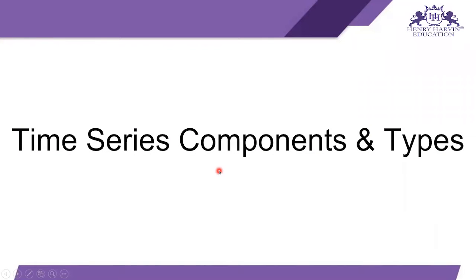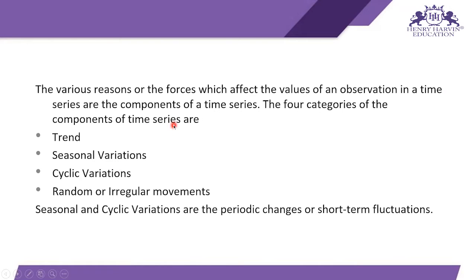So in this session we are going to talk about the time series components and the types of time series. So let's start with today's session. The various reasons or forces which affect the value of an observation in a time series are the components of a time series. The four categories of components of time series are trend, seasonal variations, cyclic variations, random or irregular movements.